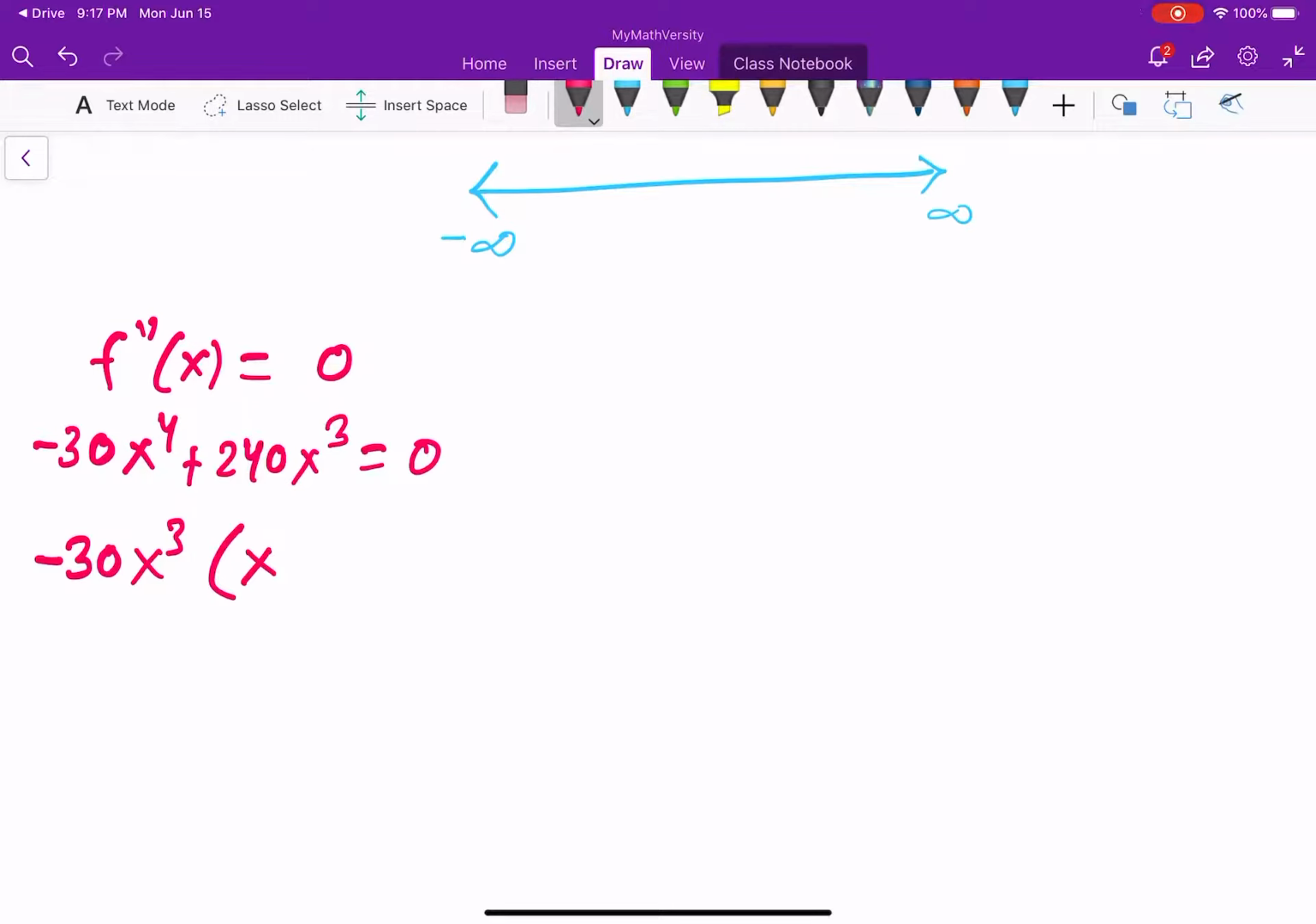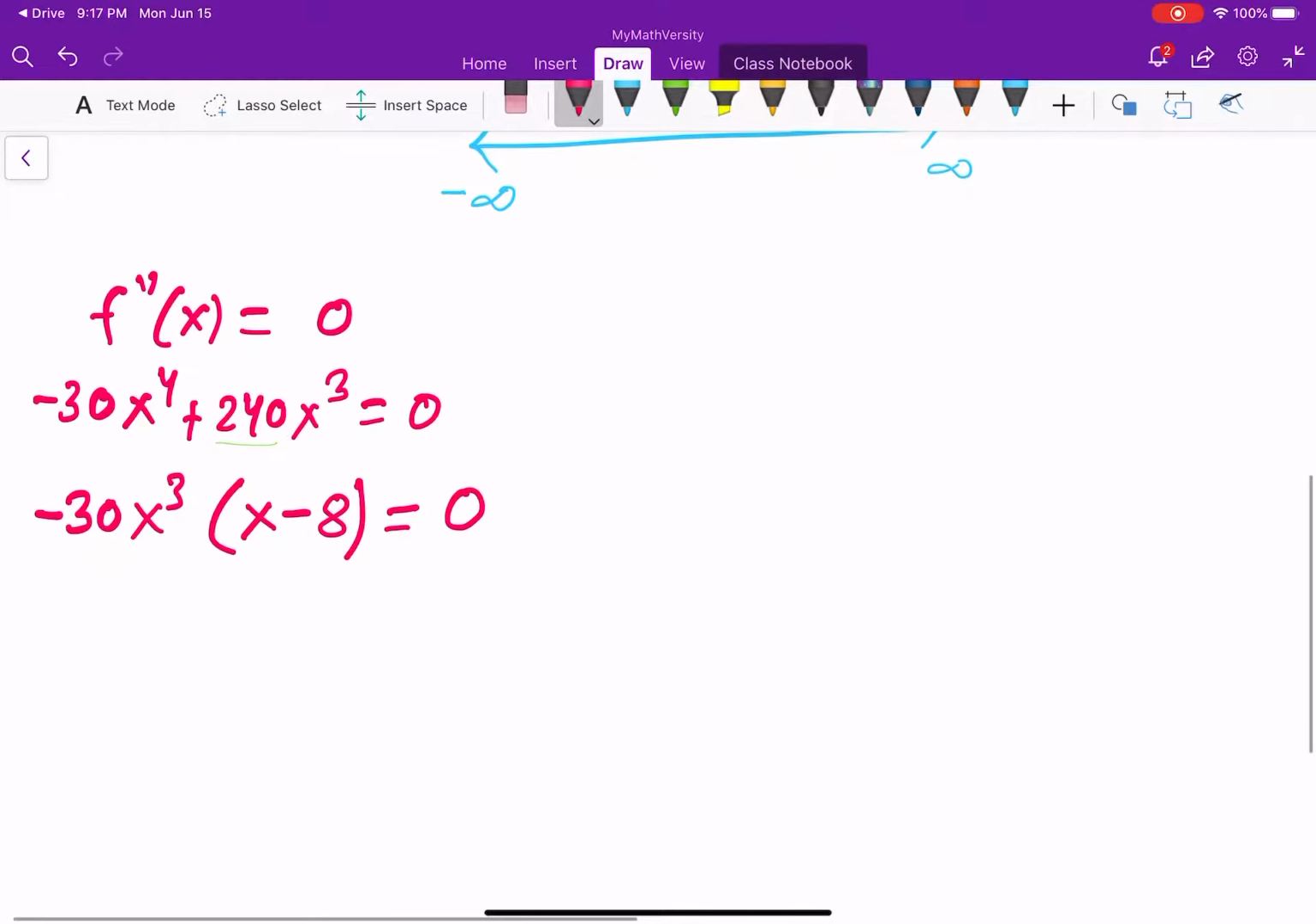And on the second term, when you take negative 30 out from 240, what number is left over? -8, right? So that's how -8 times -30 is 240. So that's how we can take the factor out. And actually that's it, because x cube is already out. So x minus 8 is the remainder when you take -30 x cube out, and that is equal to 0.